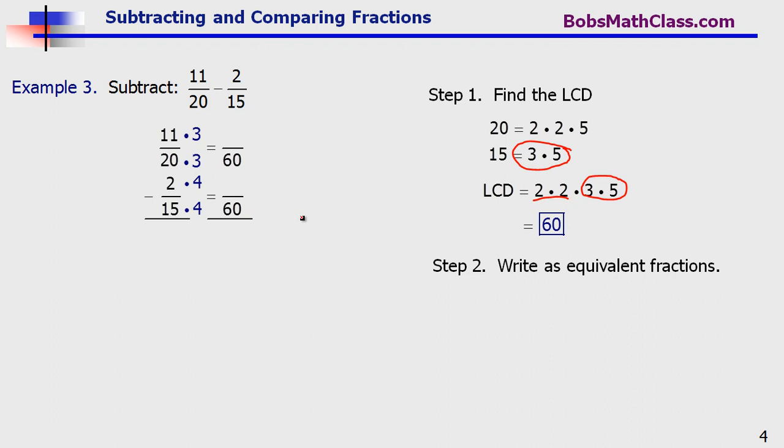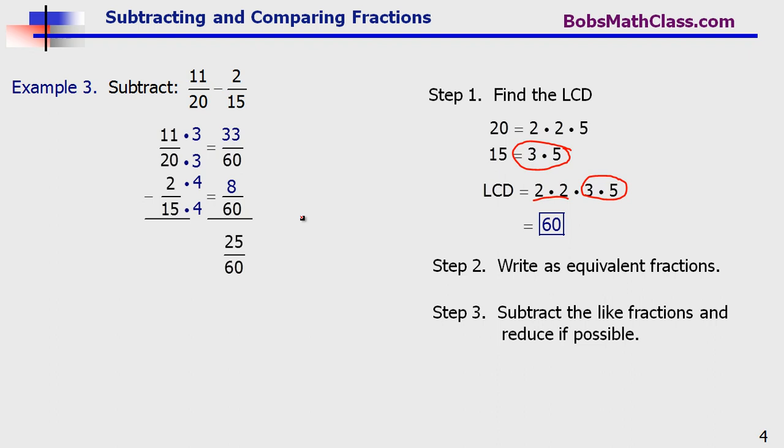Okay. So that gives us 33 in the top numerator and 8 in the bottom numerator. And now we can subtract, because they're like fractions: 25 over 60, and then that reduces to 5/12. Okay, let's try another problem. You might want to pause, make sure you work that all out if you haven't already finished it up.